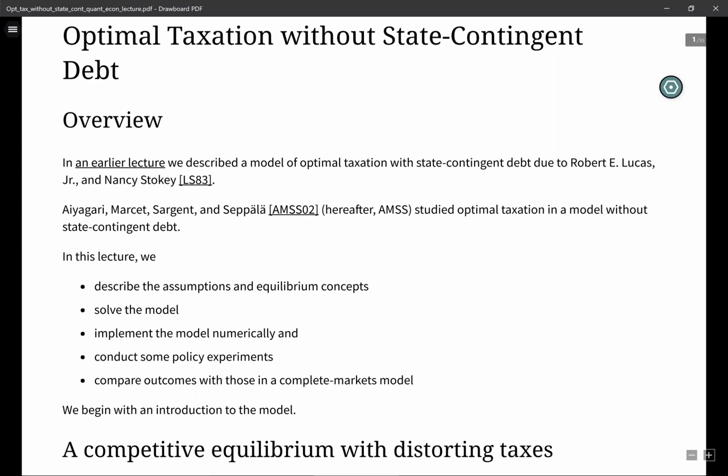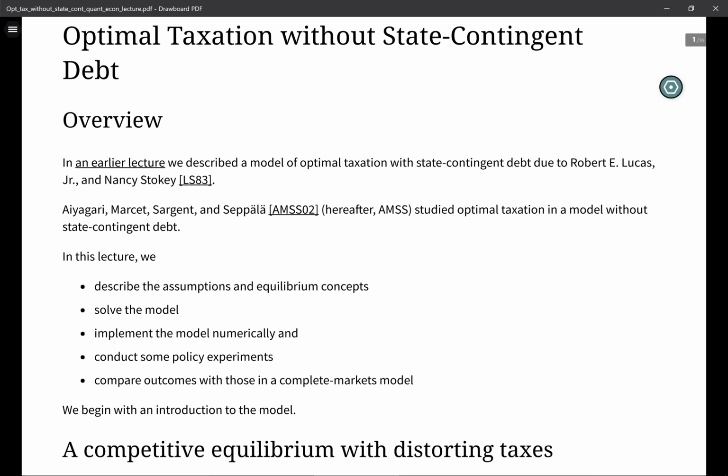Hi. Today we're going to continue our several lectures on optimal taxation, and we're going to do a variation of the important model of Lucas and Stokey that we talked about earlier in a couple of lectures. What we're going to do is take exactly the same economic setting in terms of the physical economy that Lucas and Stokey described and analyzed, but we're going to make one change, and it's going to be an important change.